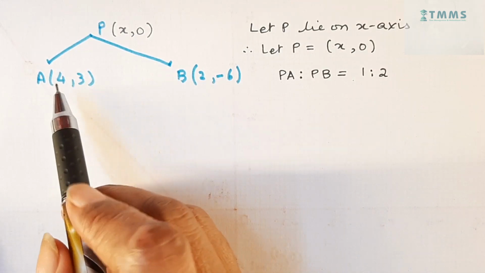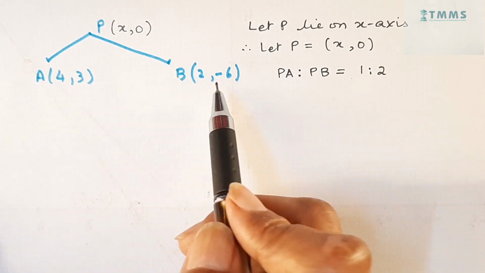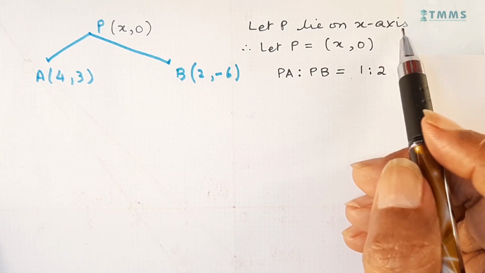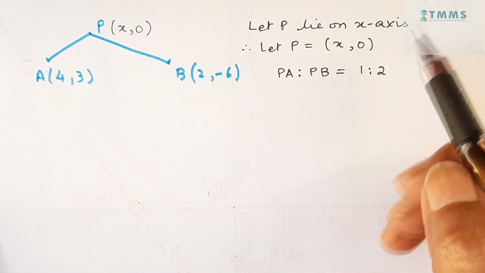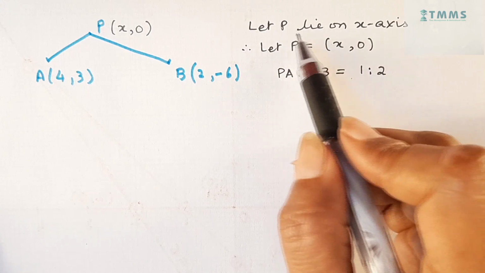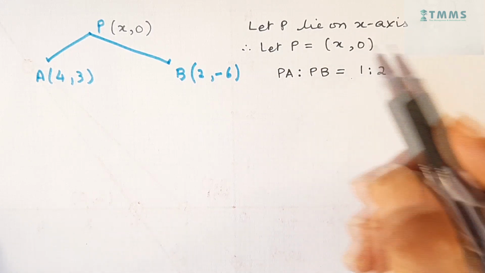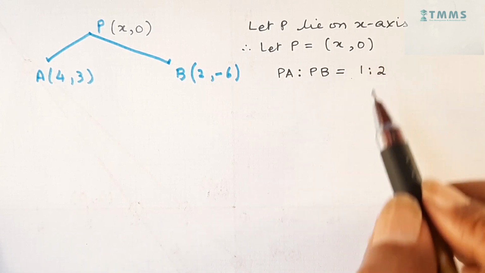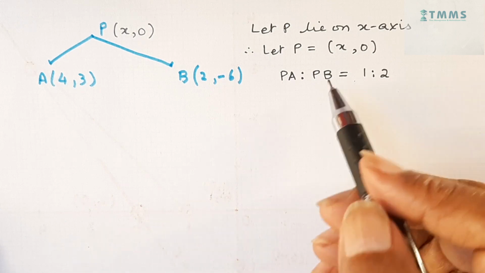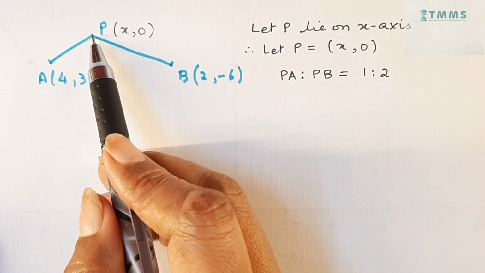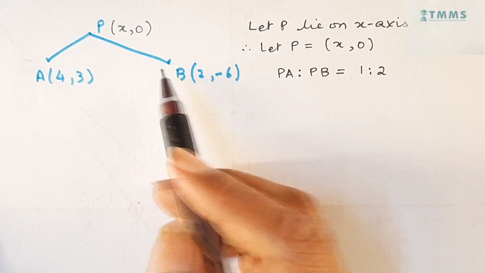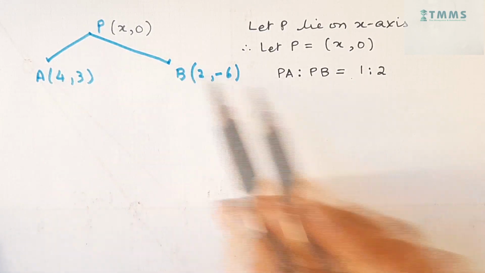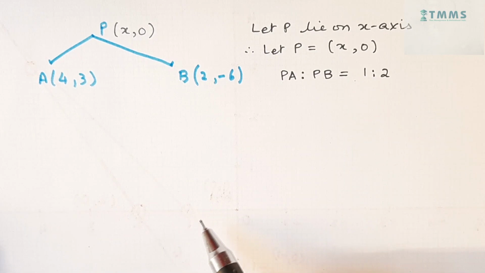So we have shown the diagram, point A and B with their coordinates. And P is lying on x-axis because we had to find the points on x-axis. So we say that let that point be P, which lies on x-axis. And so we say let P equal to (x, 0). That is our tip number 2. And now if the distances of this point from A and B are in the ratio 1:2, we will write PA is to PB is equal to 1:2.